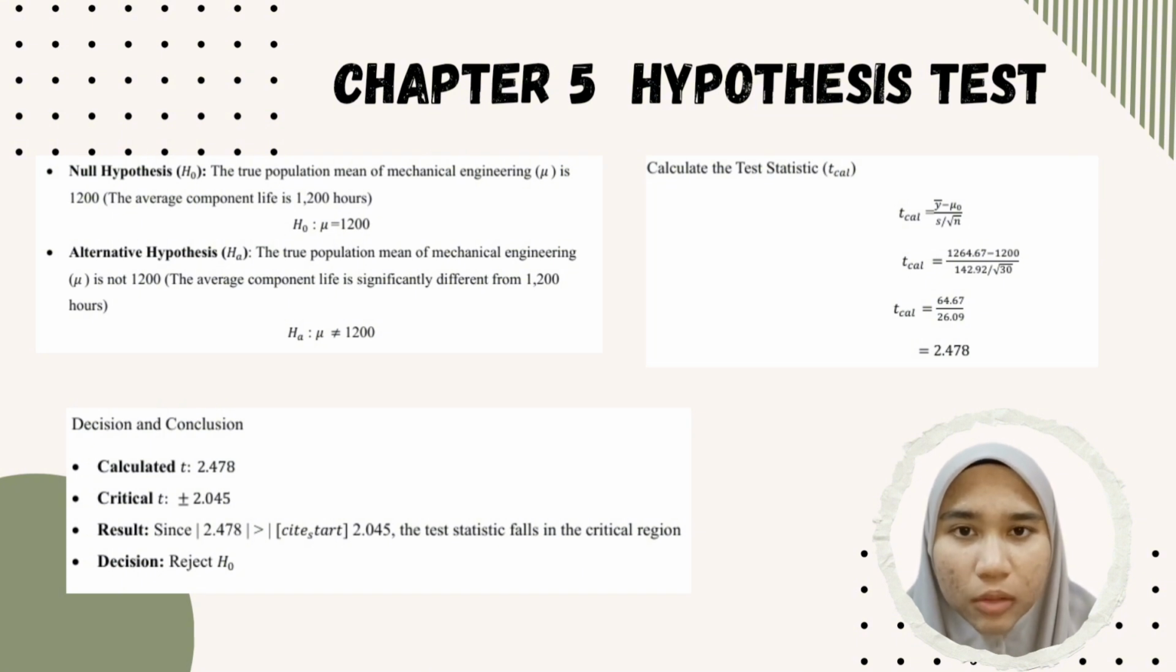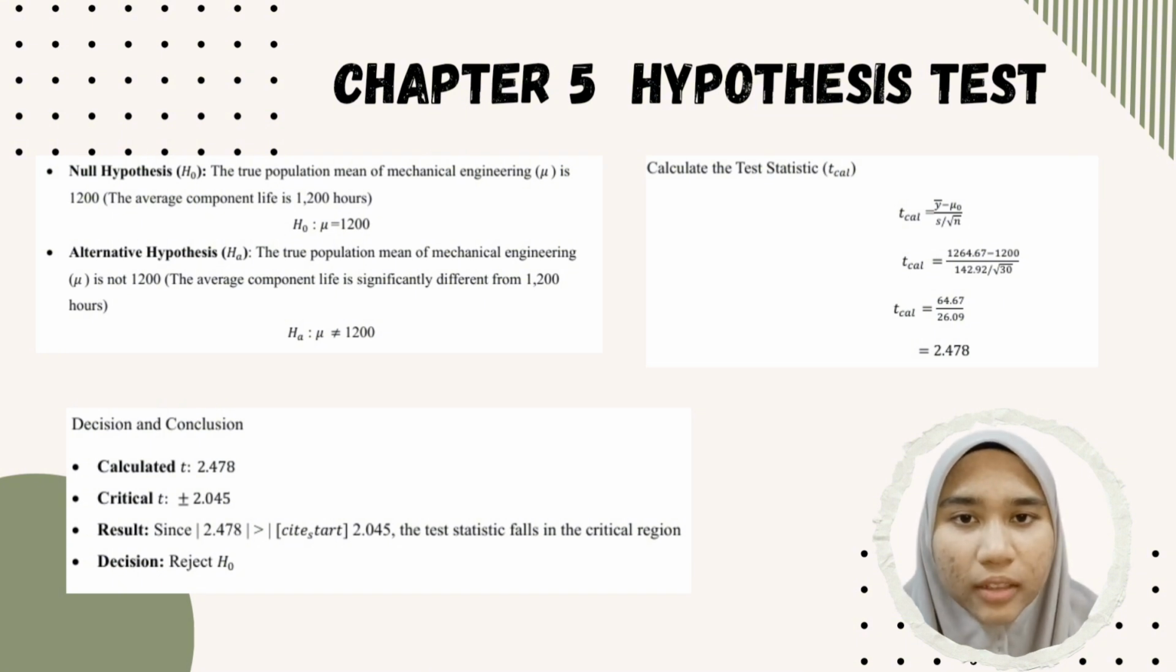The first step is to establish our hypothesis. The null hypothesis states that the average lifespan of the mechanical component is exactly 1,200 hours. Meanwhile, the alternative hypothesis states that the average is not equal to 1,200 hours, meaning there is a significant difference.